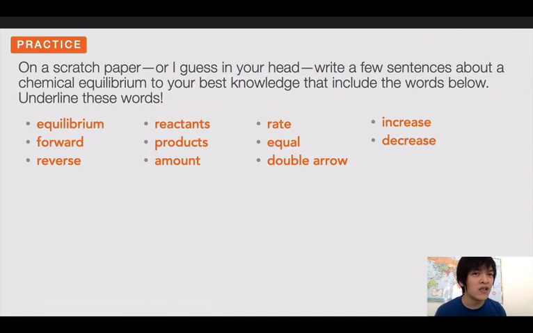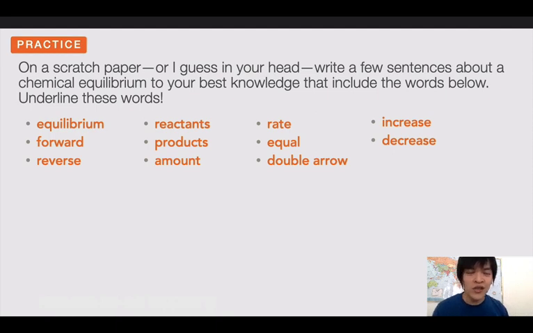I want you to try a little bit of practice with the vocabulary now. So on a piece of scratch paper, or I guess in your head, you can write a few sentences about a chemical equilibrium to the best of your knowledge that includes those words below. Underline those words. So I'll give you some time, pause the video, and then you can resume the video to see an example.